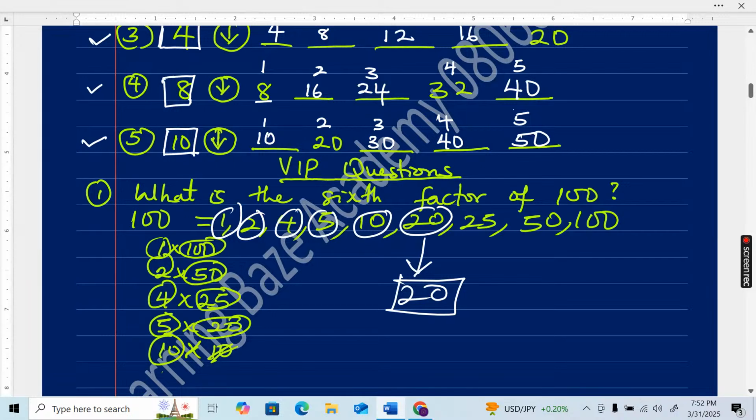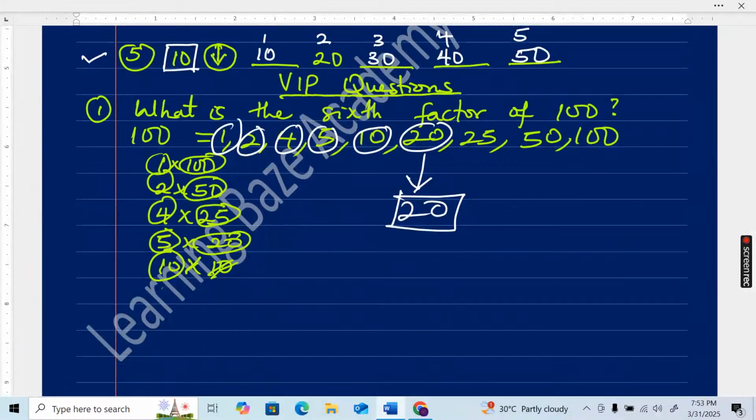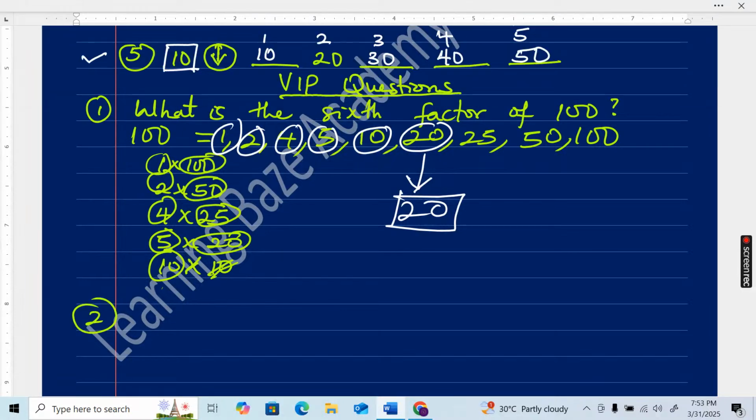So you need to learn more about factors and multiples. Okay, somebody said I should ask only one question. All right, so I want to give you opportunity to become the VIP. So before I go, let's answer another question. Let's see who gets the answer right. Are you ready? Take note.